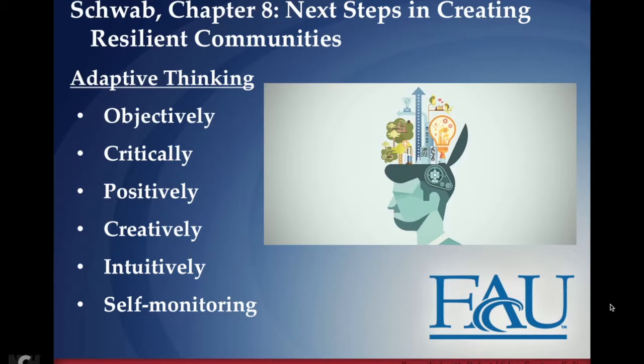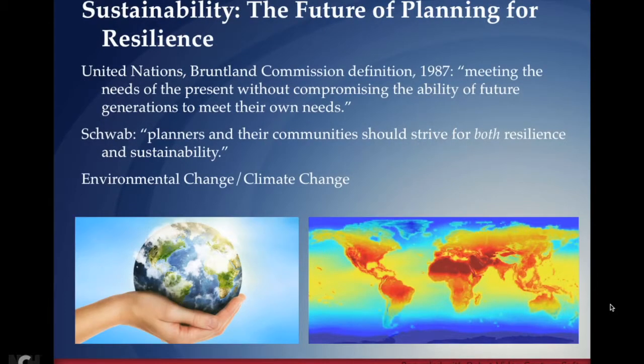Schwab notes that these concepts are critical for planners and allied professions in the community when they're called upon to think critically about the problems that arise from natural hazards. He then goes on, after describing in more detail each of these concepts, to talk about the concept of sustainability, the future of planning for resilience.